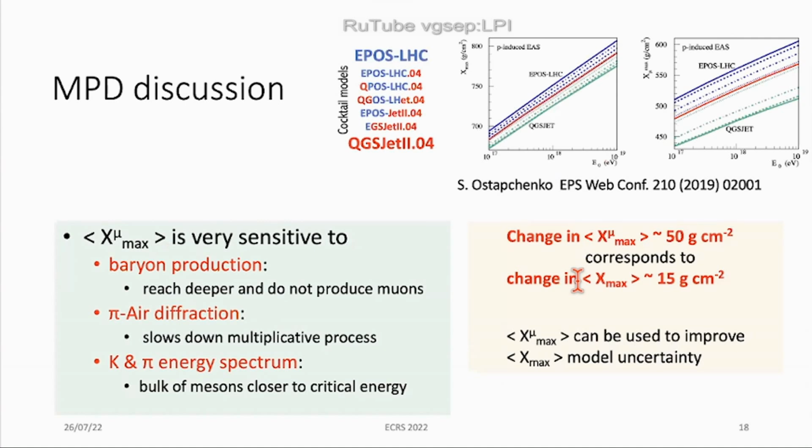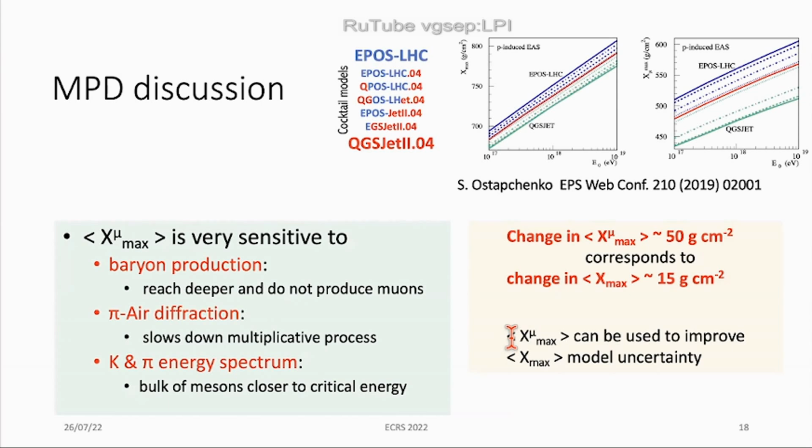So there were some investigations of what was wrong in the physics predictions by models. There might be some problems with the baryon production, with the pion-air diffraction, and also with the kaon and pion energy spectrum, which somehow changed the velocity in how the hadronic cascade builds up, how it grows. So something has to be changed, but it's not clear which one of these is dominant, and there is still some work to do.